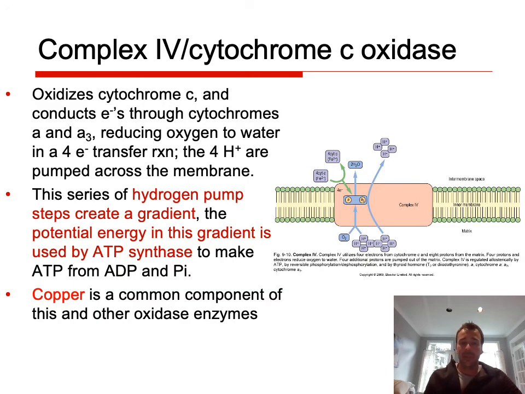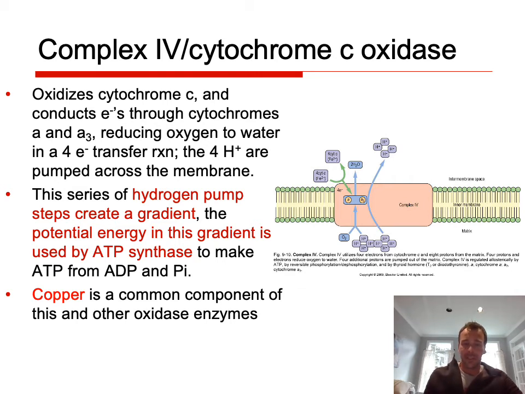We're moving on to complex 4, which is also known as cytochrome C oxidase. It oxidizes cytochrome C and conducts electrons through cytochromes a and a3, reducing oxygen to water in a 4-electron transfer reaction. The 4 hydrogens are then pumped across the membrane. This series of hydrogen pump steps creates a gradient, and then this gradient is used to make ATP, as we'll talk about in a minute.